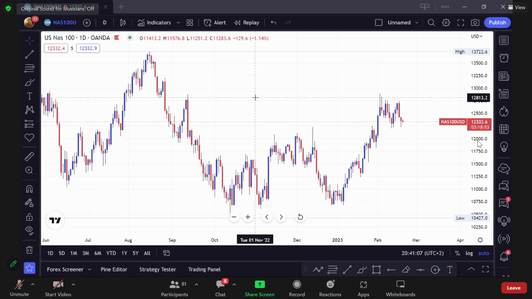So everybody just write this down, right? A break of structure means that it's the first clue that the market is telling you that it is about to get weaker or it's about to reverse. Write that down.